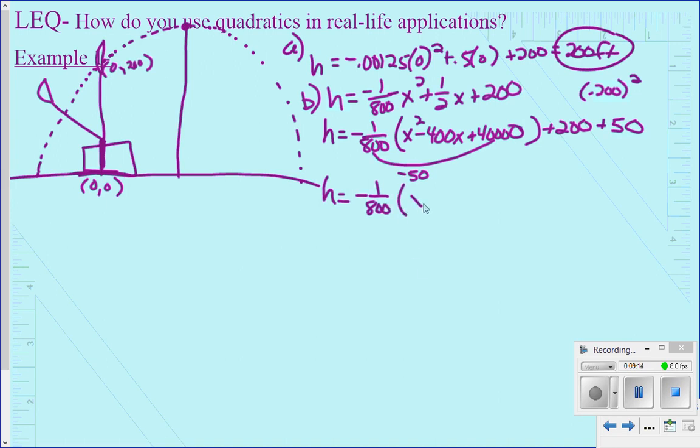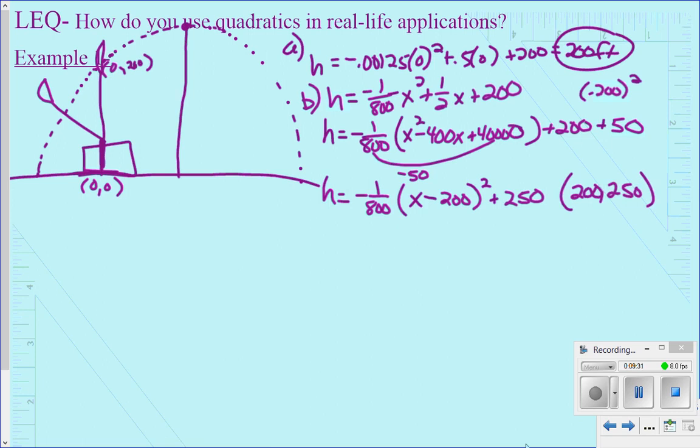So now I have h equals negative 1/800th, the quantity of x minus 200 squared, and 200 plus 50 is 250. So there's our equation in vertex form, which means our vertex is (200, 250).